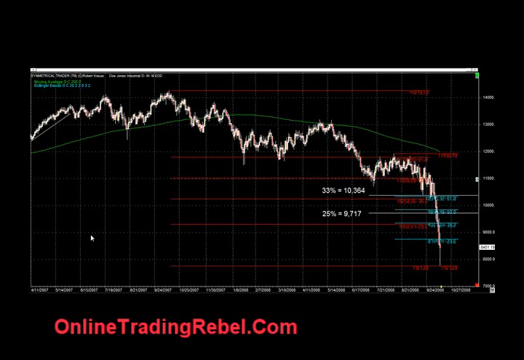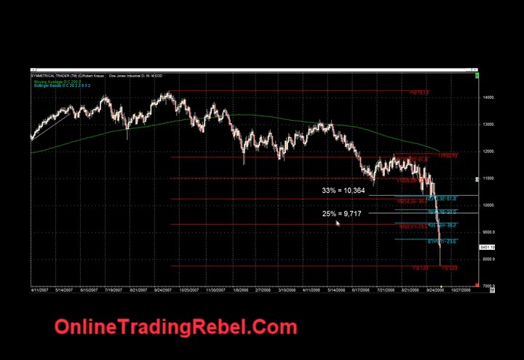Now previously, corrections against the sell-off have lasted 7 to 8 weeks, but now that we're in this precipitous collapse, I would expect it to be a fairly short, sharp correction. And the upside targets for that can be found by projecting from the low.